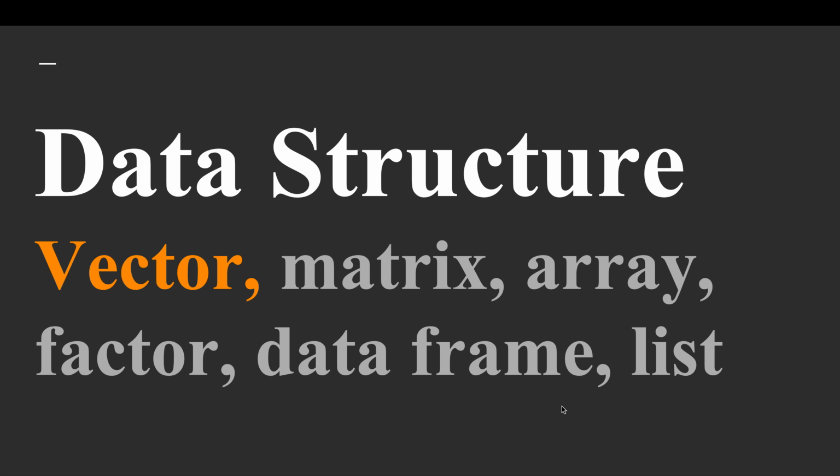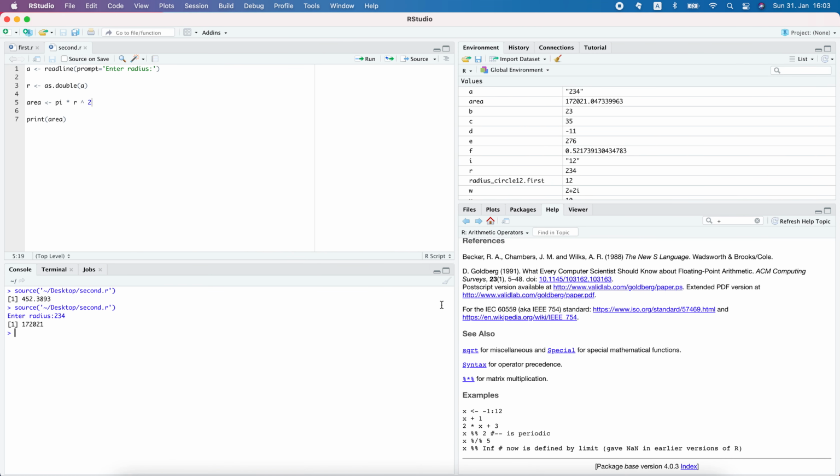When I say data structure, what I mean is that data can be arranged in different ways. So far we have seen different types of data, but now if I want to arrange that data, there are multiple ways, and the first type is vector, and we are going to see what a vector is and how to create it. So let's move to RStudio, and let's clear out the console.